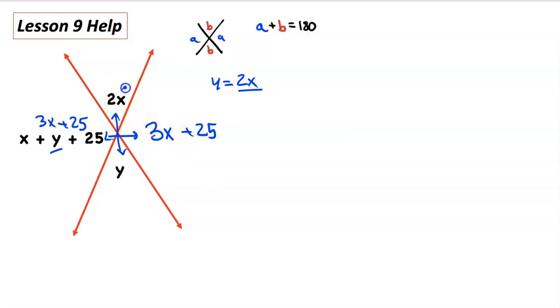So let's go ahead and do that. These two angles right here are going to equal 180 degrees if I add them. So I'm going to write that out: 2x, the top angle, plus 3x plus 25 is going to equal 180. Again, why? Because it's a linear pair. It makes a straight line. These two angles are going to add to 180.